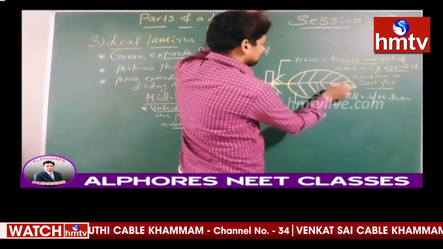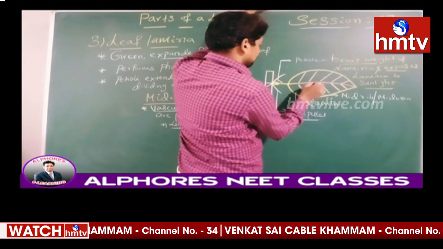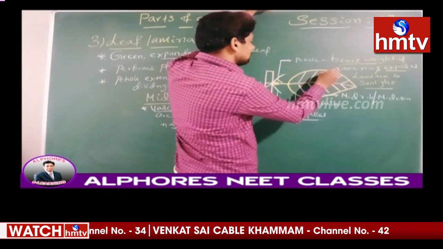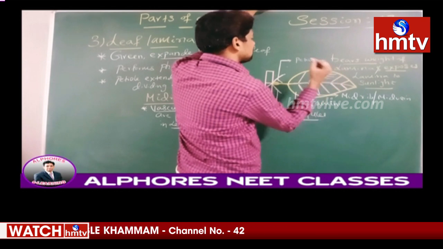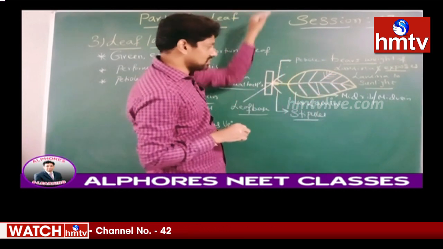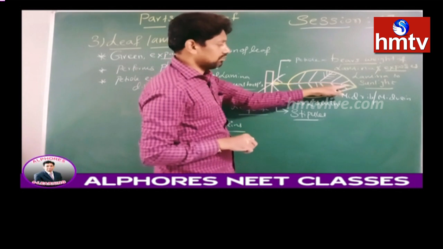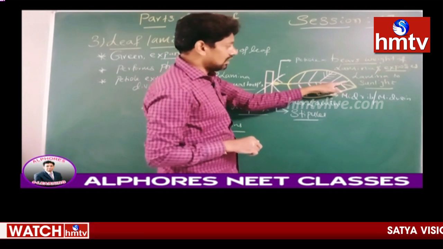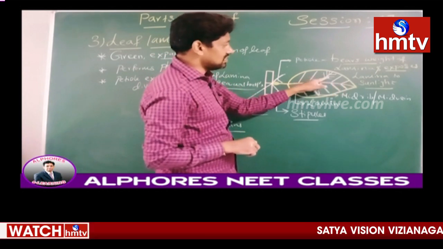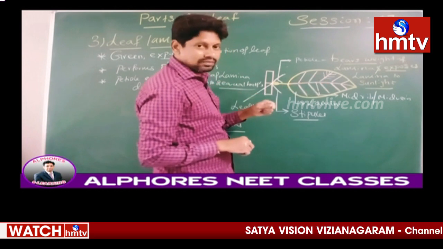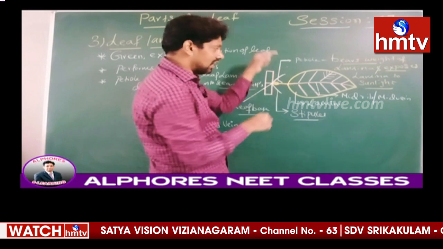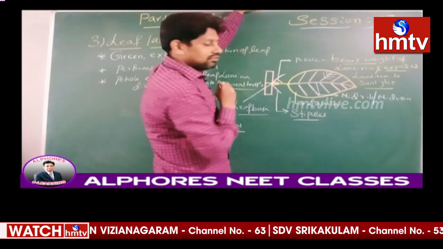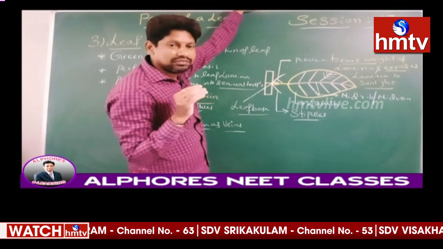These are lateral veins. These lateral veins in turn produce veinlets. Therefore, this is a midvein, these are lateral veins, whereas these are veinlets. The arrangement of these veins and veinlets in the lamina of the leaf is called venation.